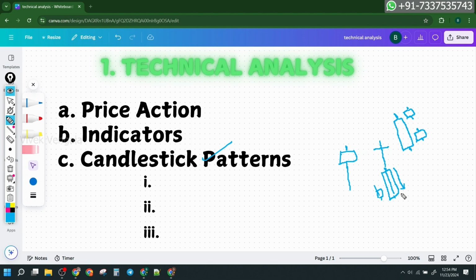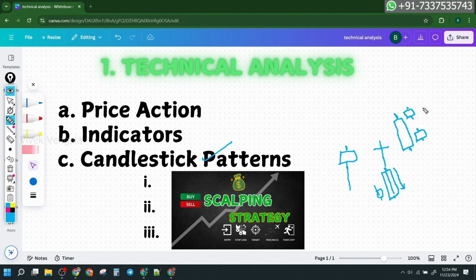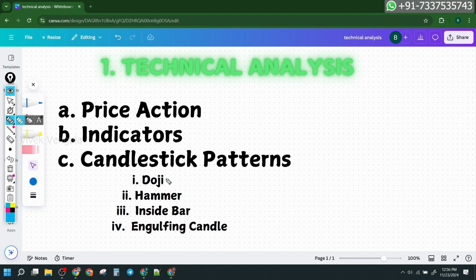I suggest initially you can study these 4 or 5 patterns, and I created a scalping strategy video based on this inside candle. This pattern is that much powerful, and if you haven't watched, watch that video. I'll provide the link in the description. These are the candlestick patterns you should study: doji, hammer, inside candle or inside bar, engulfing bar or engulfing candle. These are the candlestick patterns I would suggest you study.